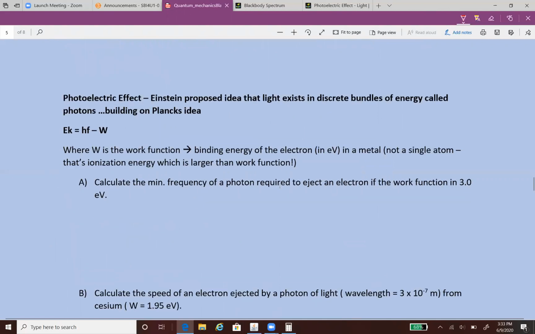Okay, now we can expand on this idea to look at another really important, I guess you can still call it a bit of a head scratcher, the photoelectric effect. Now, you know the answer to this question. If I say to you, is light a wave or a particle? What's the answer?